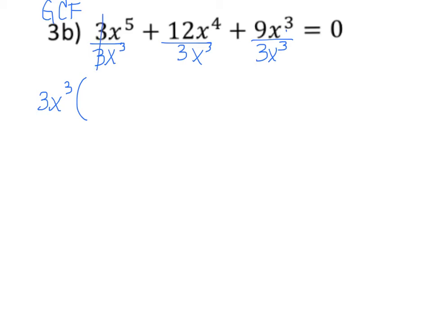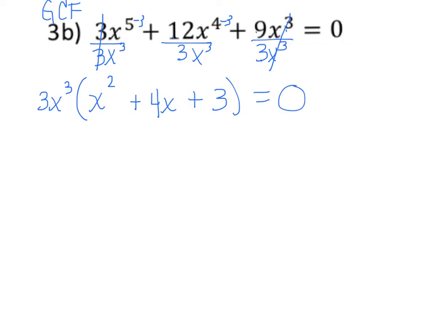3 divided by 3 is 1. 5 minus 3 is 2. So it'll be x squared. 12 divided by 3 is 4. 4 minus 3 is 1. So just x. 9 divided by 3 is 3. And those 2 cancel out.